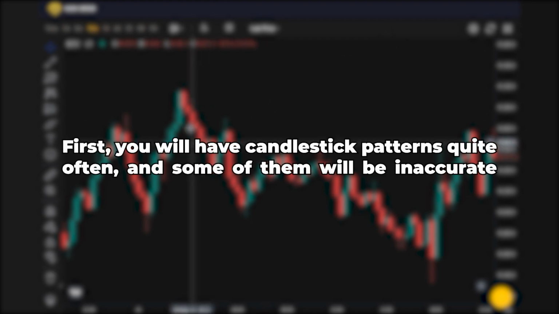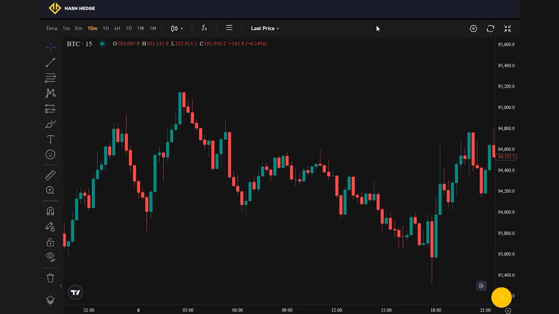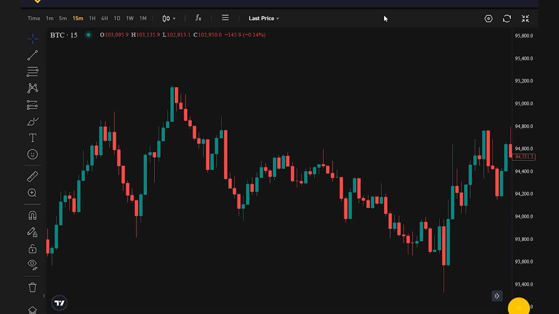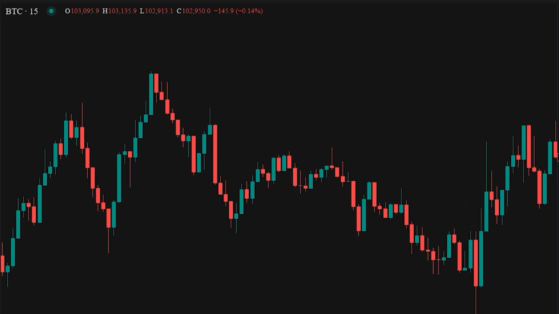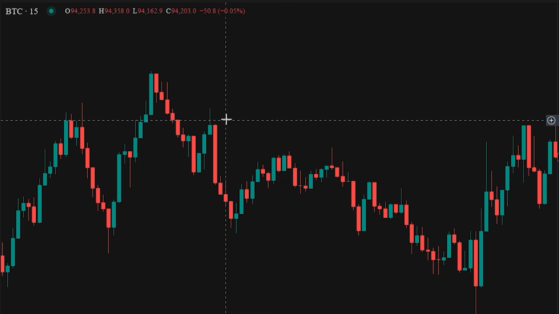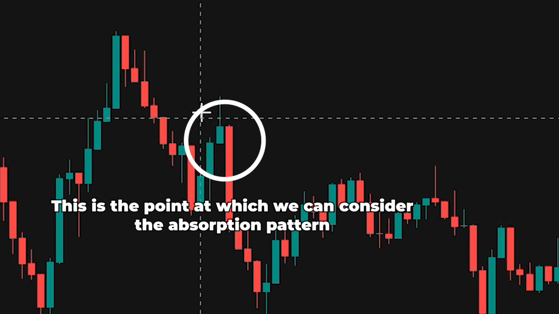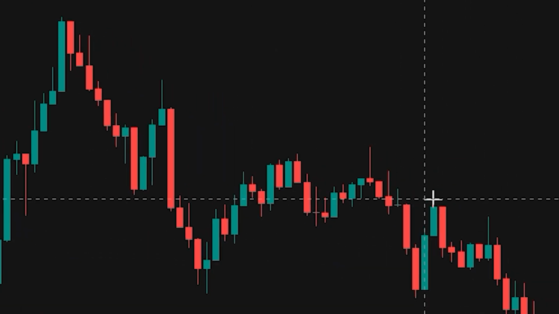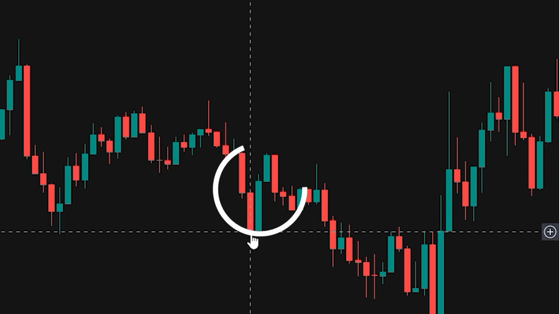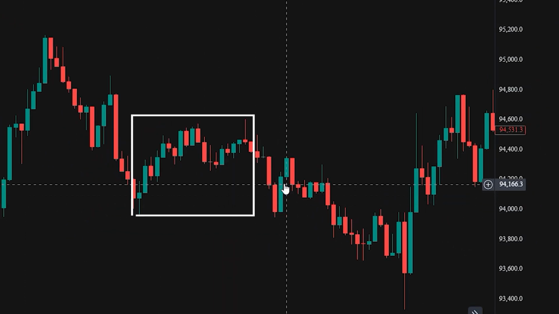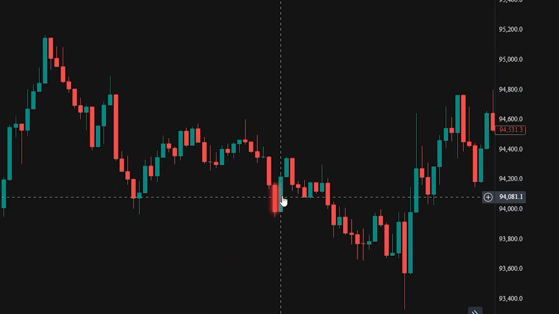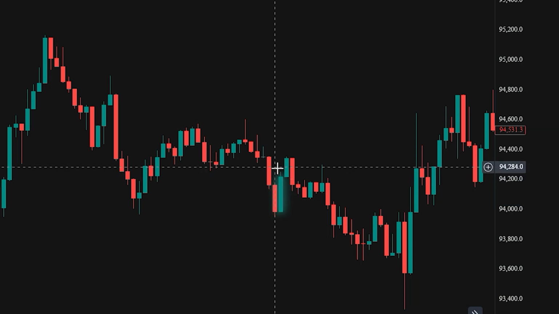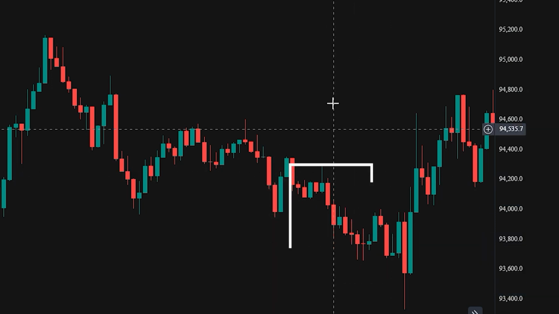First, you will have candlestick patterns quite often, and some of them will be inaccurate. Even here on the chart, we can have an unsuccessful engulfment pattern. For example, we can consider this one as an engulfment pattern. This is a point we can consider as well. This is the point at which we can consider the absorption pattern. We have a trend, we have the red candle last, the green candle overlaps it, but actually the trend continues onward.